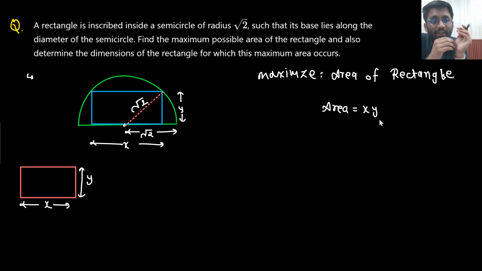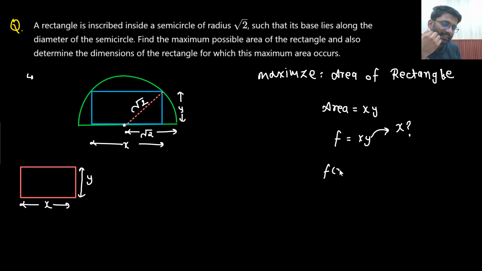Right? Now eventually what we need to do? We need to find out the relation between x and y, with this under root 2 given. Say yes or no. Because if we find out the relation between x and y, what is this function? This function is x into y. Now if I write down y in terms of x, then what will happen?